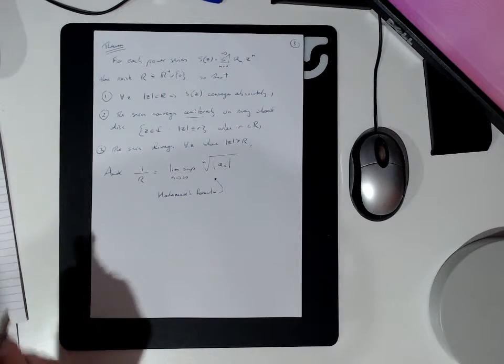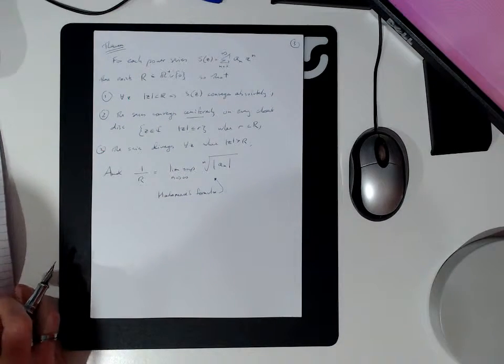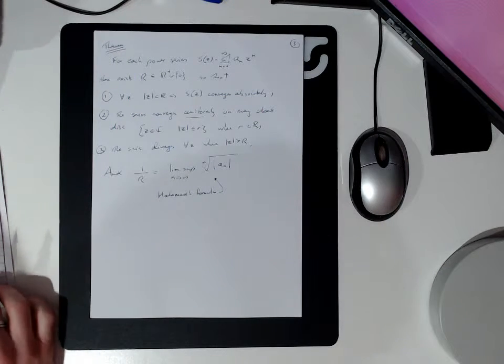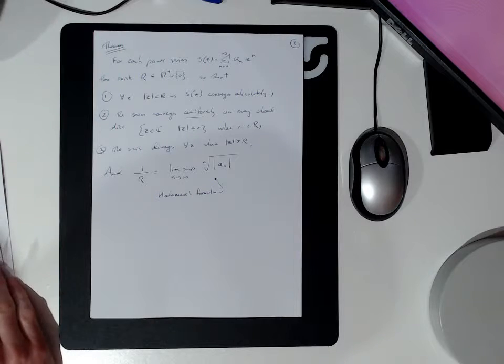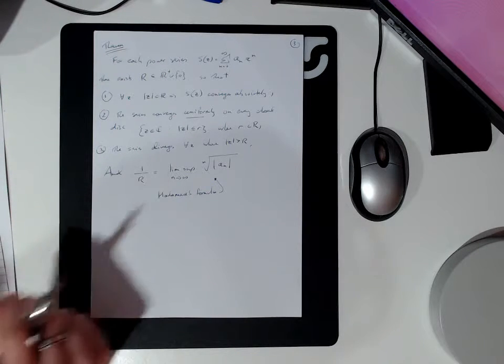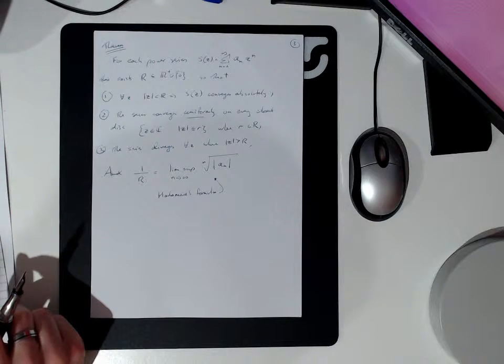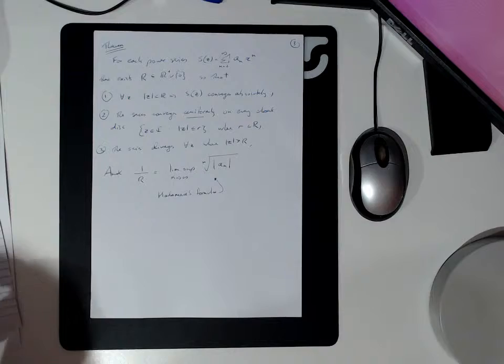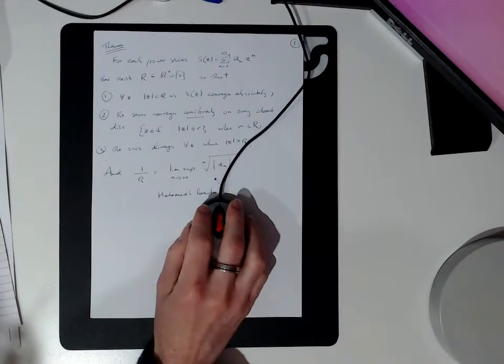Right. Now the proof of this, if my memory serves me right, relies on the root test, which we haven't seen. So I'm going to give you a few facts about this, and I'm going to talk about the root test, and then I will give a hand-wavy explanation for why the proof works.